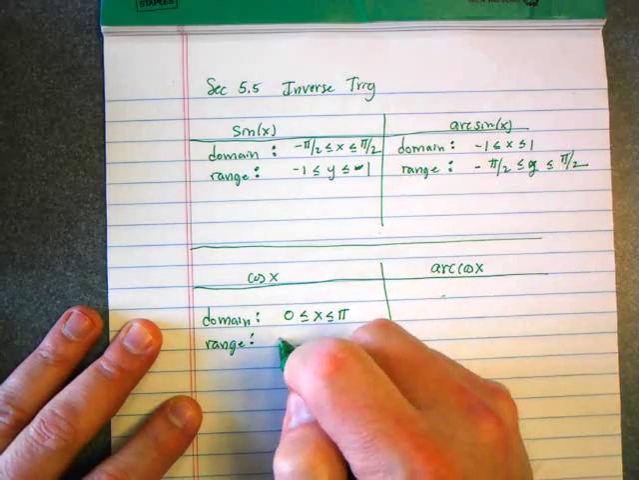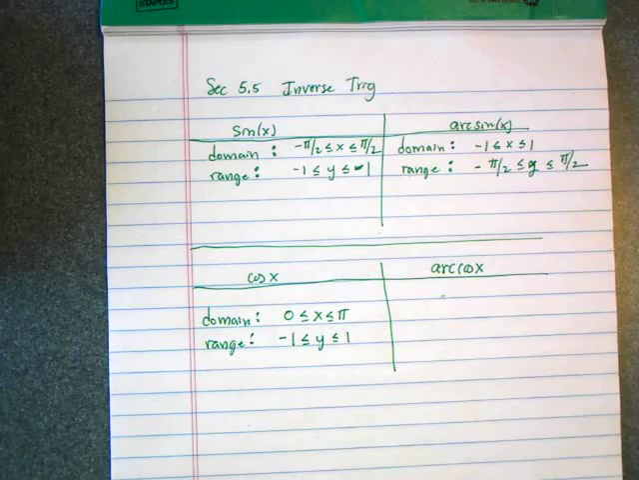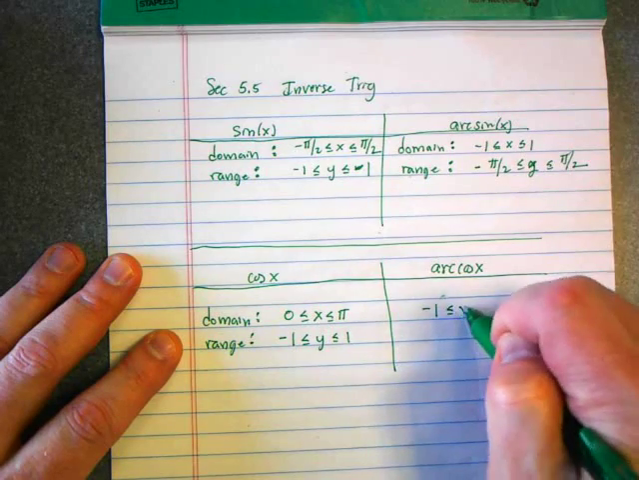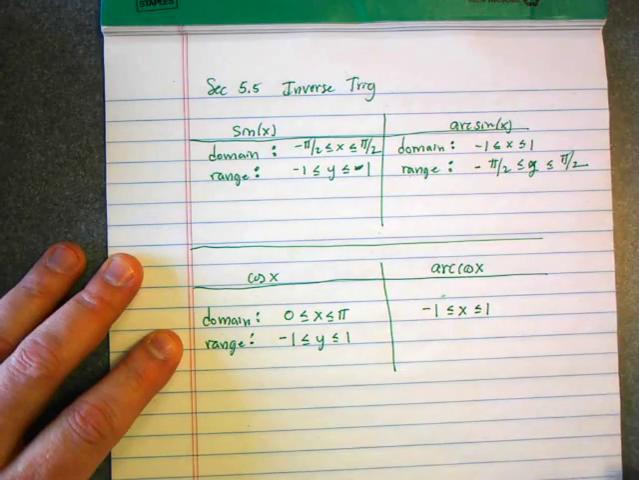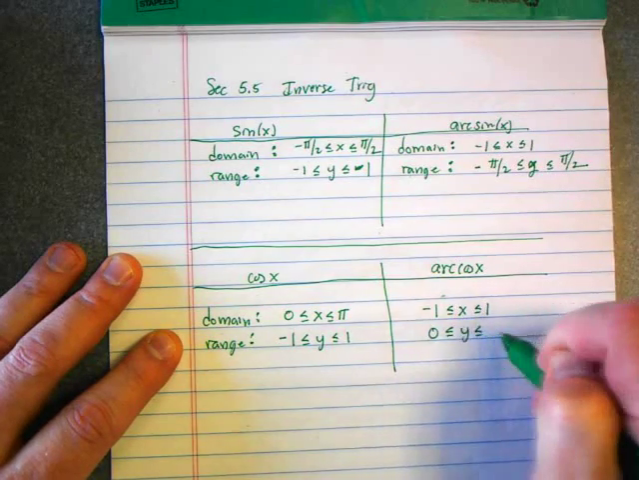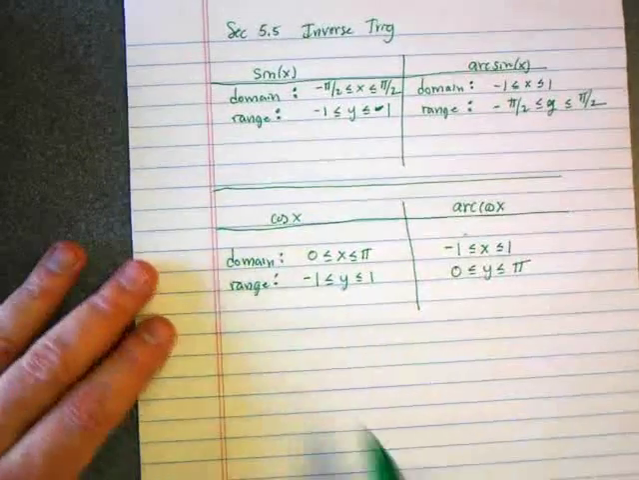And our range was exactly the same. So when I'm dealing with arc cosine, I can plug in numbers between negative 1 and 1, and I'm going to get answers between 0 and pi. All right.